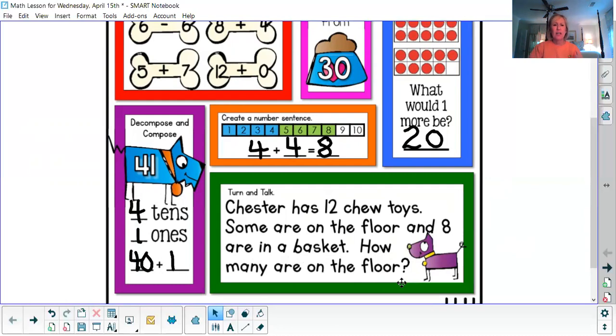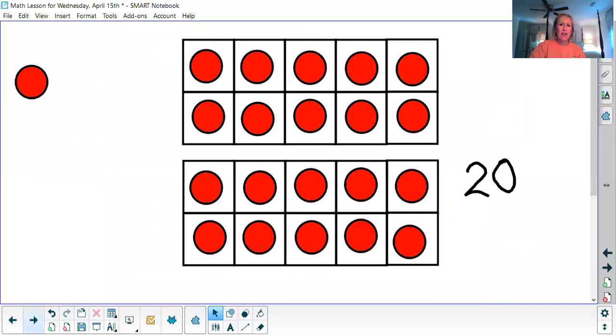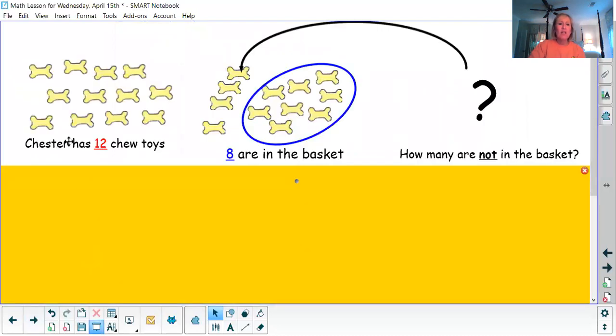Okay, let's think about what we know. Let's go to my little sheet that I made here. Chester, the dog, he has a group of 12 chew toys. I just made bones. We're like they're chew toy bones. Let's count to make sure I have 12. 1, 2, 3, 4, 5, 6, 7, 8, 9, 10, 11, 12.